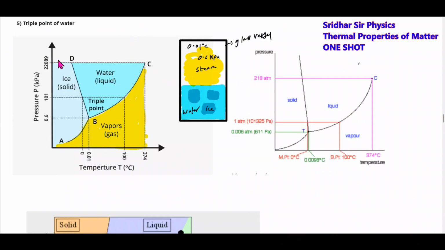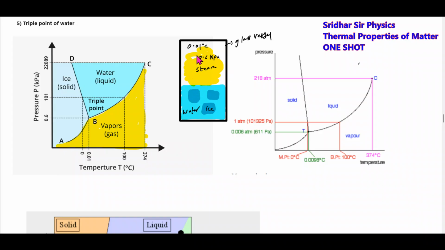Next we have the triple point of water. I'll fill water in a glass vessel and slowly decrease the temperature. I'll also decrease the pressure. Exactly at 0.01 degrees Celsius and at a pressure of 0.6 kilopascal, less than atmospheric pressure, I can see that steam, ice and water all three will coexist in a vessel.